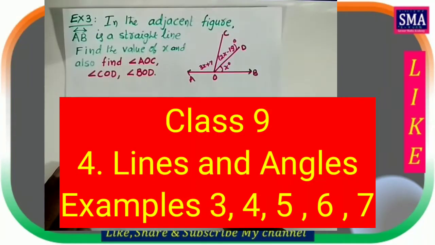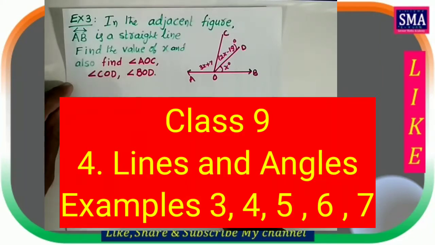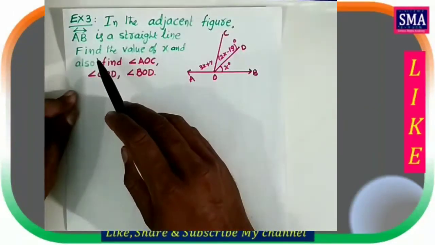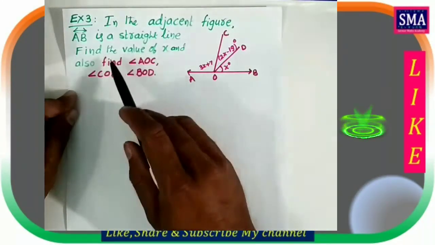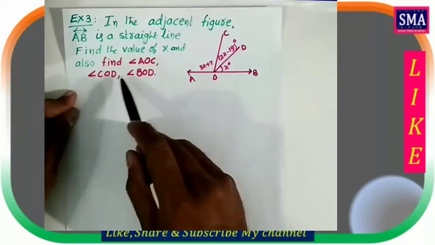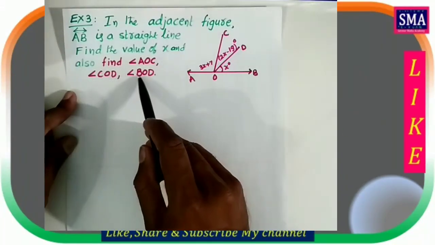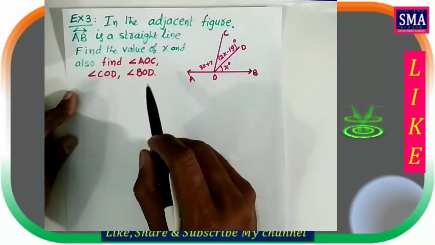In this video, we solve examples 3, 4, 5, 6, 7. These 5 problems are learned in this video. First of all, observe the question. In the adjacent figure, AB is a straight line. Find the value of x and also find the values of angle AOC, angle COD, and angle BOD.